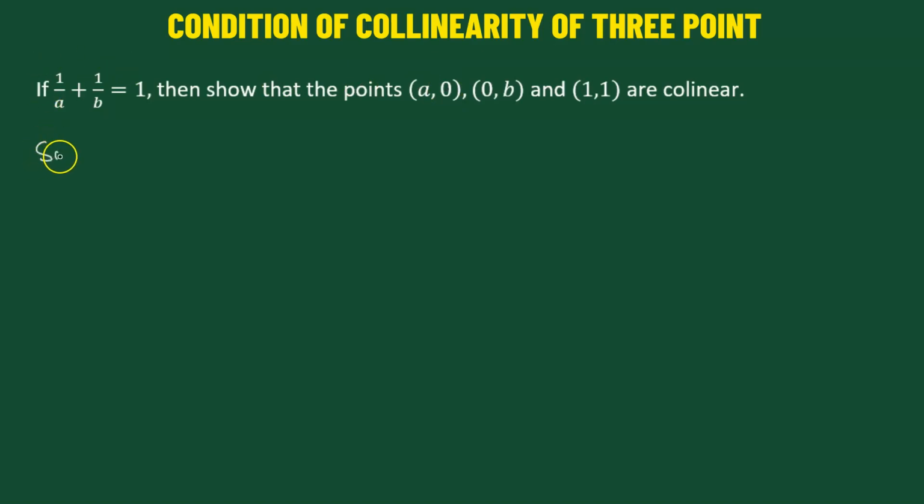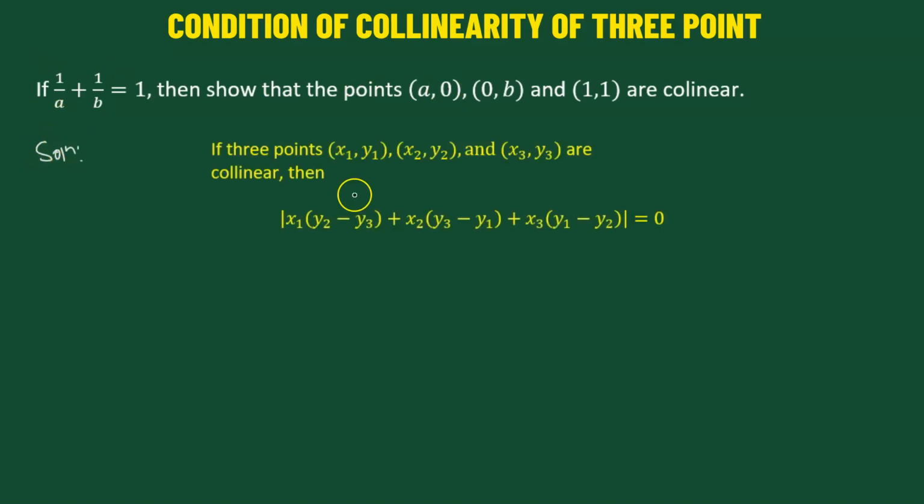So let us begin. We know that if 3 points with coordinates (x1, y1), (x2, y2) and (x3, y3) are collinear, then the condition, the absolute value of x1 times (y2 minus y3) plus x2 times (y3 minus y1) plus x3 times (y1 minus y2), must be equal to 0. We're going to use this particular fact.